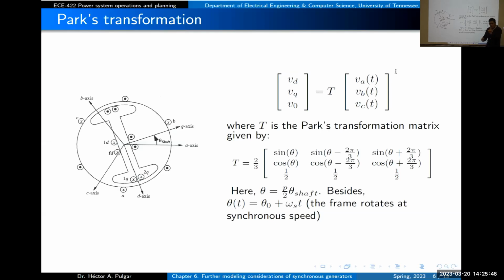What is the meaning of power invariant? That the power in the new variables is going to be determined in the same way that we do it in phases A, B, C. How? BV multiplied by IV plus BQ multiplied by IQ plus B0 multiplied by I0. That would be a power invariant transformation.